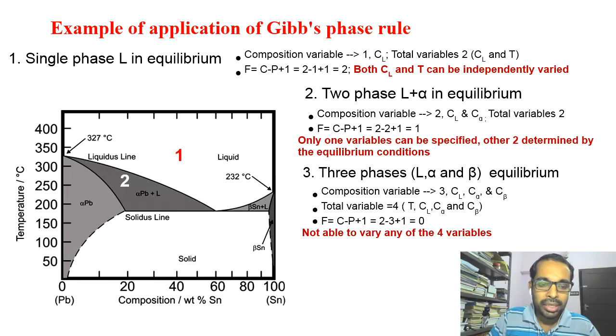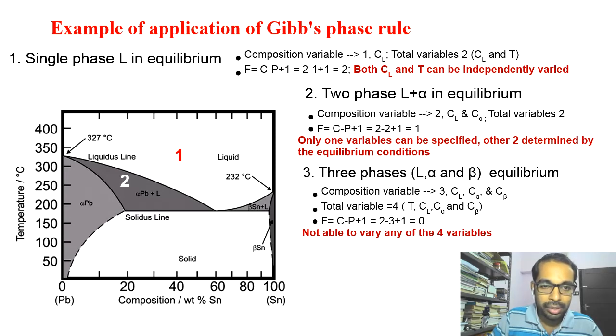At low temperature it is in the solid form. On the left hand side you can see alpha Pb, that represents the solid state of the lead medium, and on the right hand side you can see beta Sn, so that is the solid state of the tin. On the top portion, after the liquidus line, it is in the liquid phase.